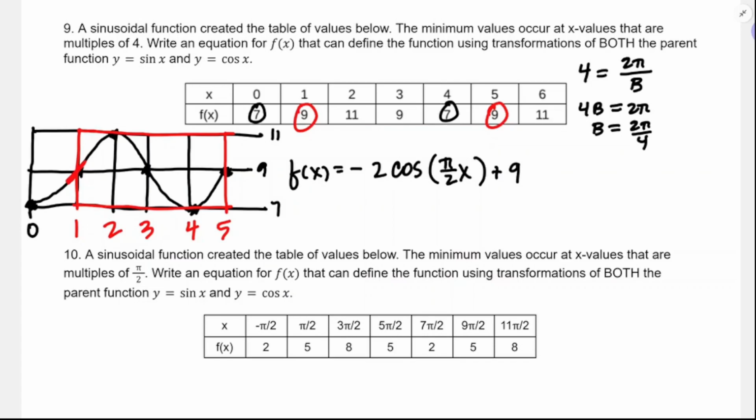So alternatively, f of x, I could write this as positive 2 times the sine of pi over 2. I did have a phase shift. I started my window at x equals 1. So x minus 1, plus the same 9.